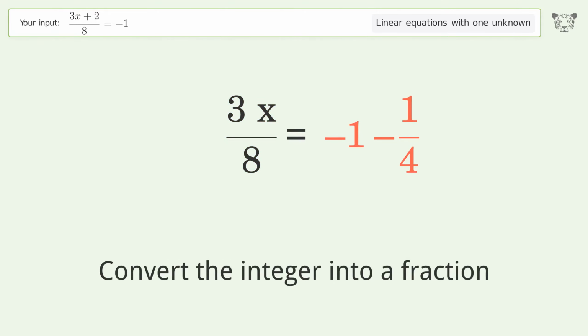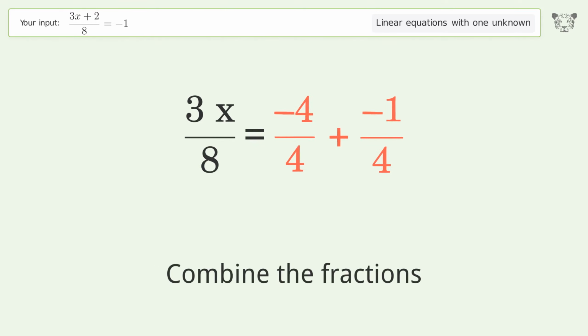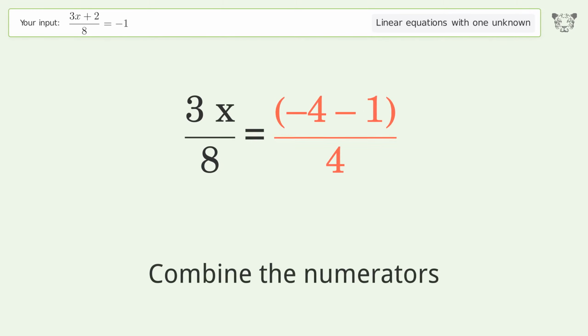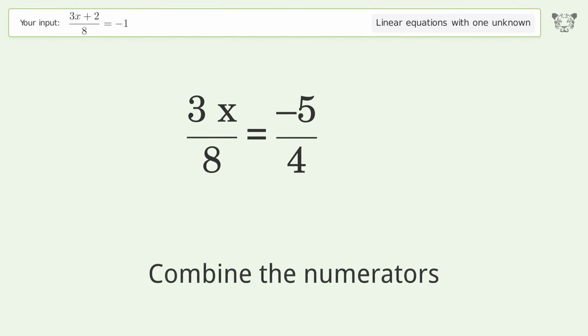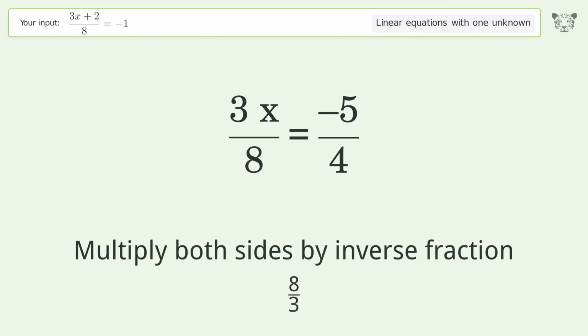Convert the integer into a fraction. Combine the fractions. Combine the numerators. Isolate the x. Multiply both sides by inverse fraction 8/3.